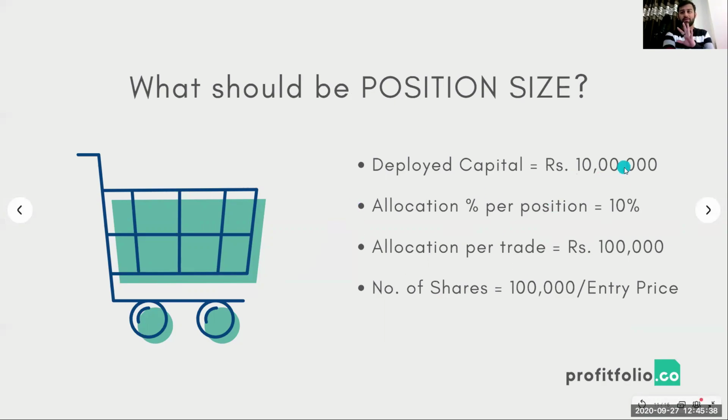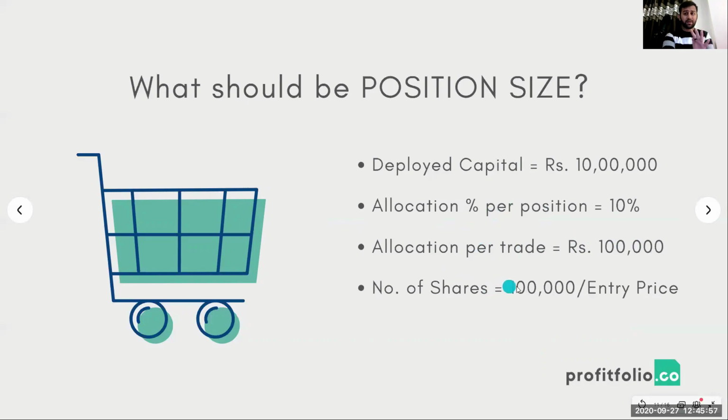Now I've given a beautiful example here. कि let's say your deployed capital is 10 lakh rupees. आपका deployed capital 10 lakh rupees है. Allocation percentage per position is 10%. It means you can allocate only 1 lakh rupees per position per trade, right? Now number of shares कितने लेने चाहिए हमें?